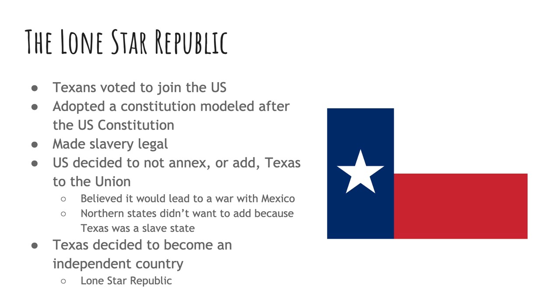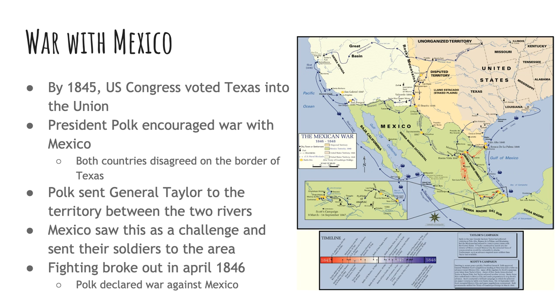So Texas decided to become its own independent country, and they called themselves the Lone Star Republic. And that's kind of why Texas is known for that Lone Star. The Cowboys logo is that star. It's on their state flag, because they were originally their own one lone state country.